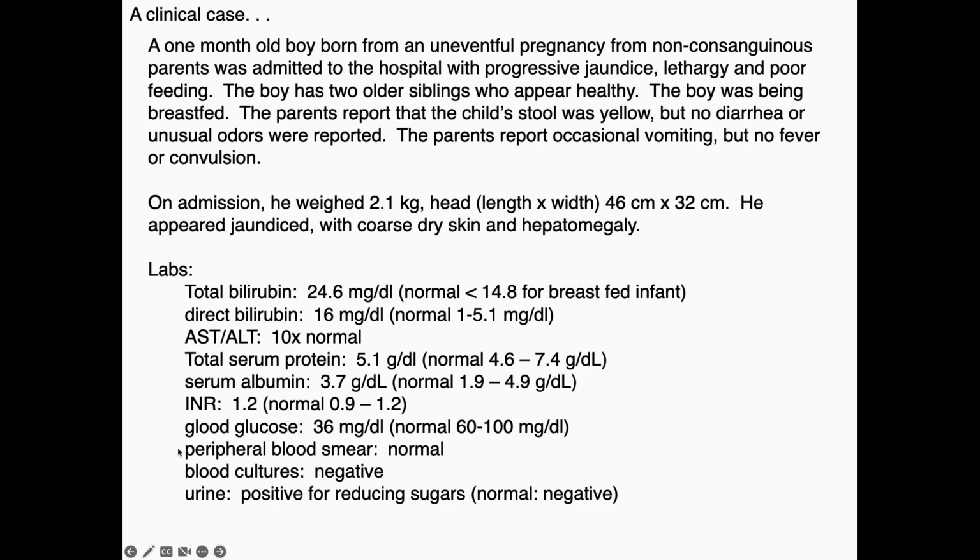Hypoglycemia, not anemic and no infection. And the urine is positive for reducing sugars. Okay. So, is the patient diabetic? Okay. He's not going to be peeing out glucose with this level of blood glucose, right? You have to be in the hyperglycemic area before you'll start peeing out glucose.